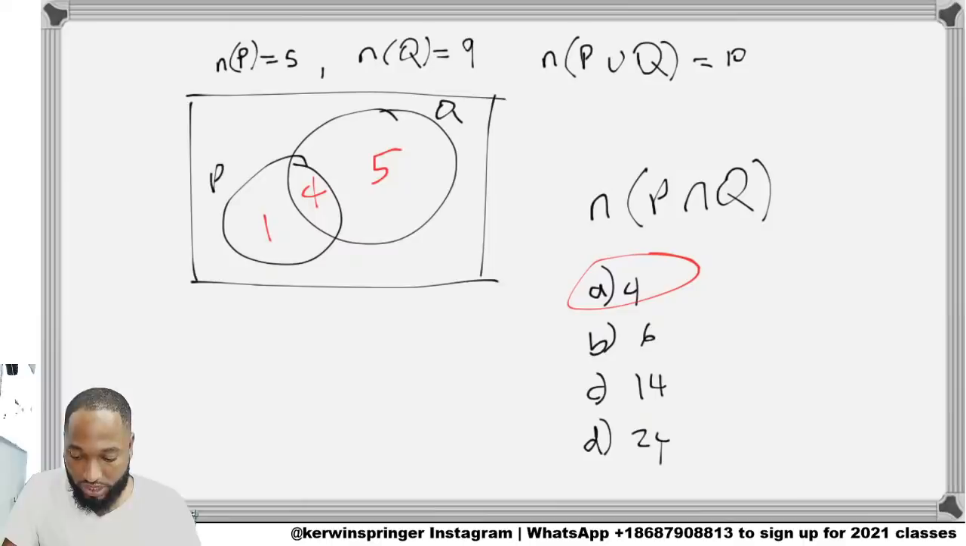Bless up. Same thing. If 30% of a number is 45, what is the number? 30% of a number is 45. What is the number?